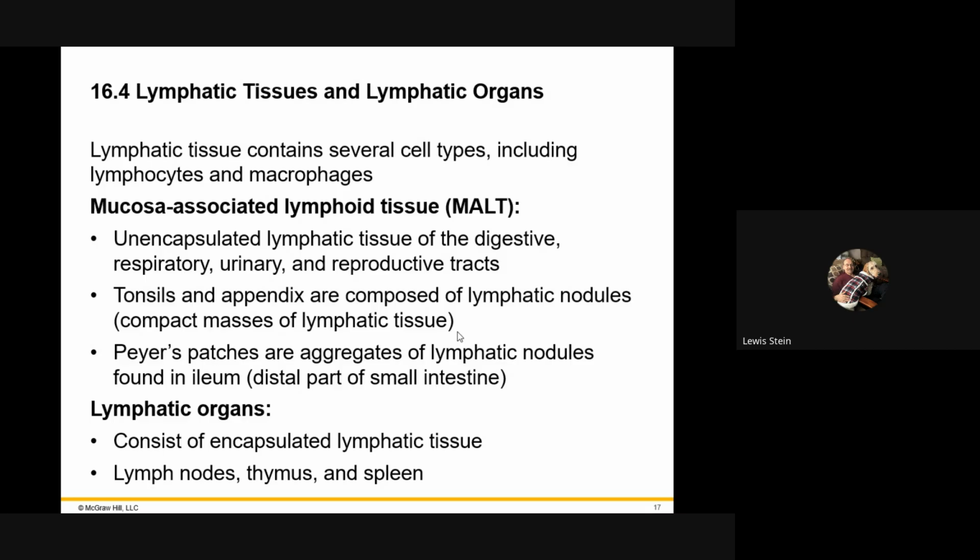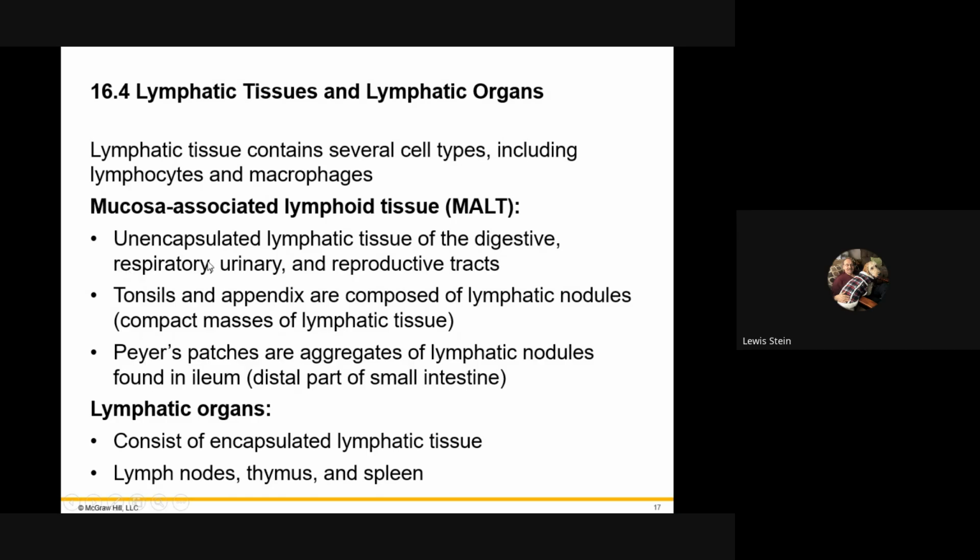We call those mucosa, and they all have lymph tissue associated with them. We call it MALT. When it's associated with the GI tract, you might see the acronym GALT. When it's associated with the skin, which isn't necessarily a moist lining, it's a dry lining, but it has lymphatics underneath it, it's called SALT. Get the idea? The ALT is associated with lymph tissue. And so this is part of it.